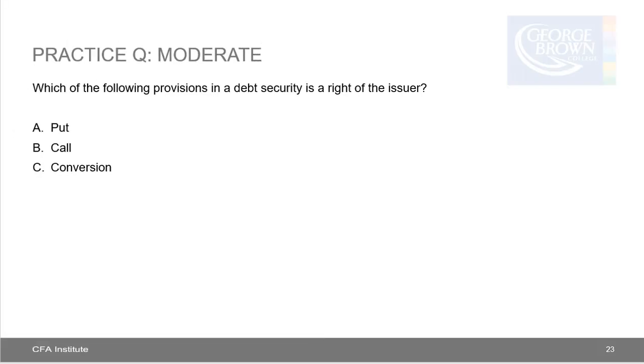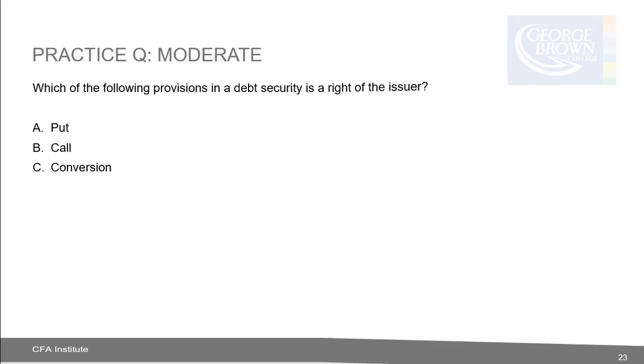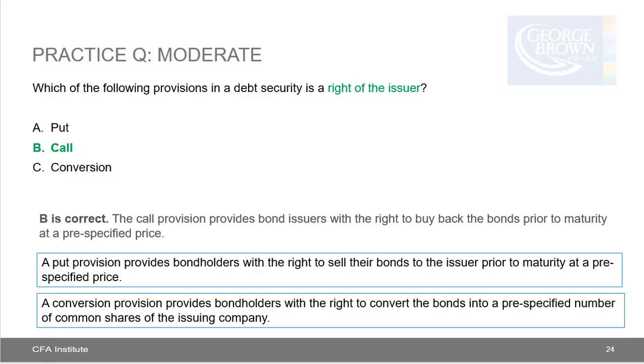A quick little practice question from the learning ecosystem at the moderate level. Which of the following provisions in a debt security is a right of the issuer? A, put, B, call, or C, conversion? The correct answer is B. The call provision provides bond issuers with the right to buy back the bonds prior to maturity at a pre-specified price. A put provision provides the bondholders with the right to sell their bonds to the issuer prior to maturity at a pre-specified price, and a conversion provision provides the bondholders, again, with the right to convert the bonds into a pre-specified number of common shares of the issuing company.